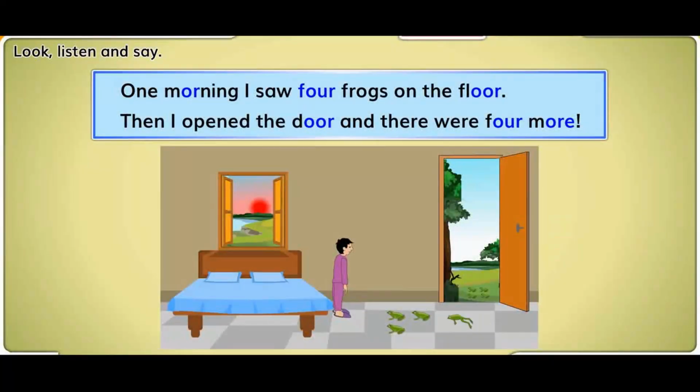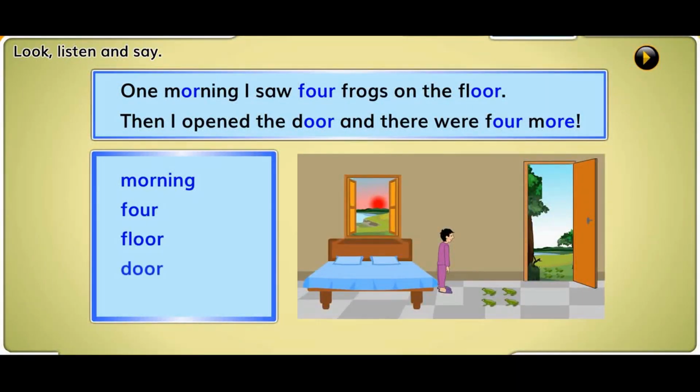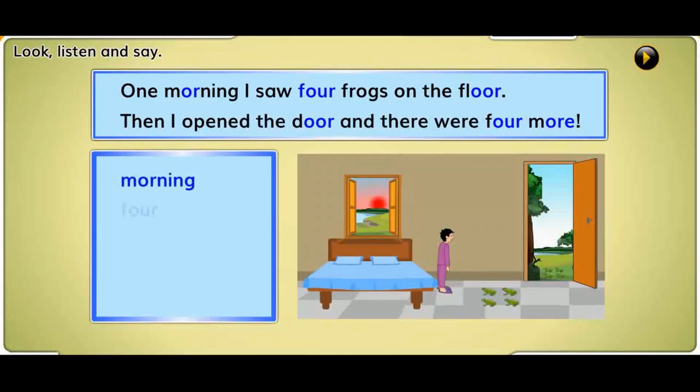Look, listen, and say. One morning, I saw 4 frogs on the floor. Then, I opened the door and there were 4 more. Morning, 4, floor, door, more.